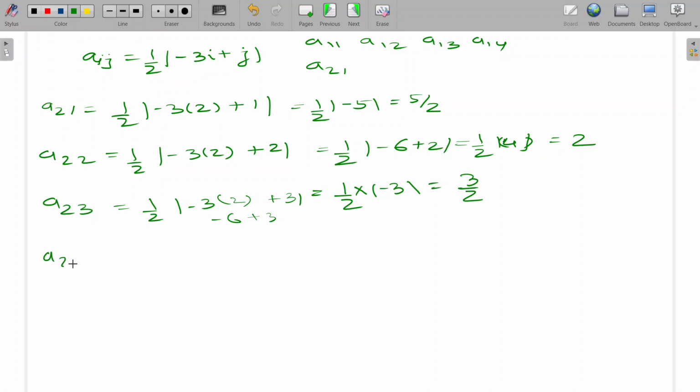Then a24. A24 is half of minus 3 into 2 plus 4. So minus 6 plus 4 is minus 2. Mod of minus 2 is 2, and half of 2 is 1. Now we have calculated the first row elements and the second row elements. Let's calculate the third row elements.